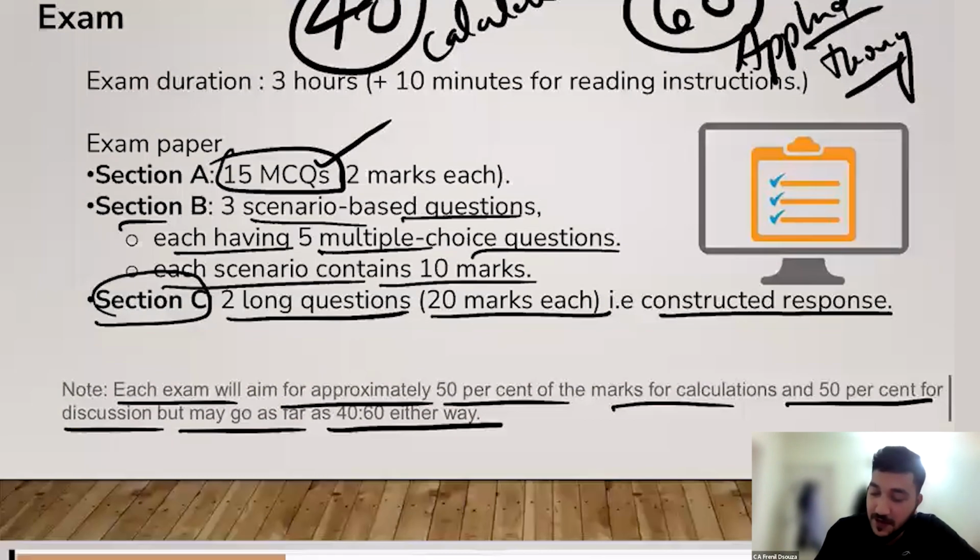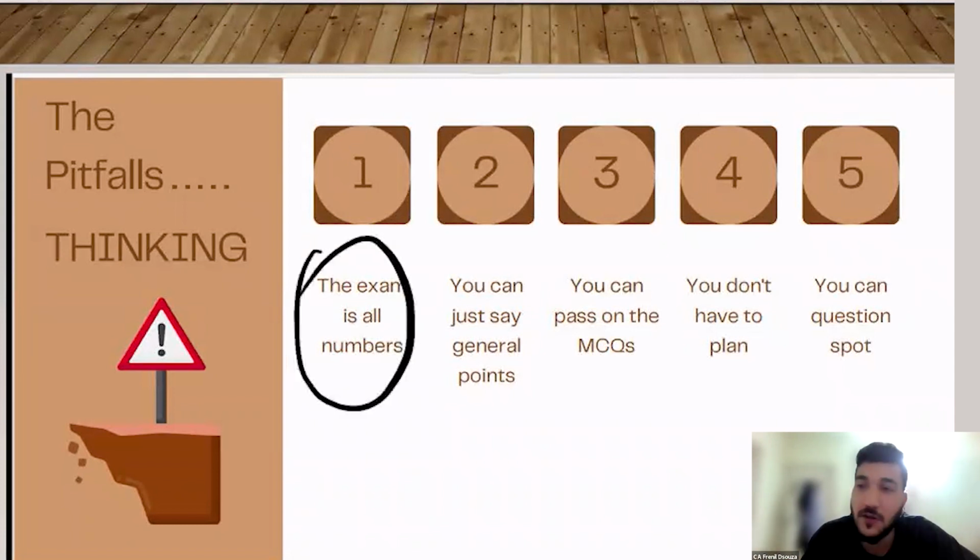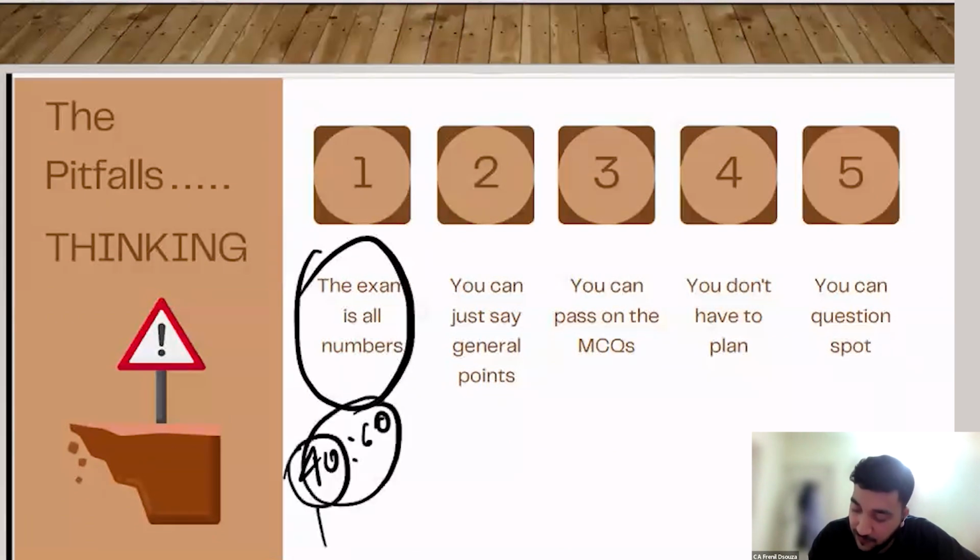Let me go further. This is something that I wanted to talk to you about, the pitfalls, the thinking that students will have before approaching this paper. If anybody has the attitude of I know it all, you don't need these classes. If you are thinking that yes, I need to approach this paper in the right way, then you have to avoid doing this, and I'll make sure you will avoid doing this. First thing is thinking that this exam is all about numbers. It is not all about numbers. I already told you it is a 40-60 ratio. And even in this 40, without knowing concepts, you cannot answer.